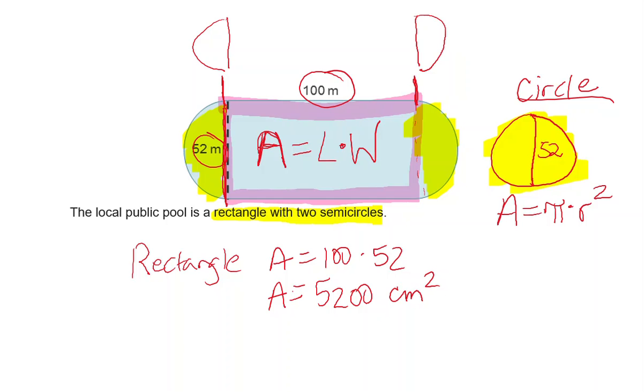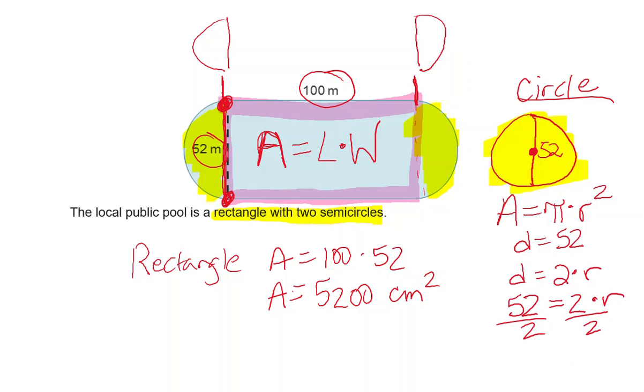Now, when we look at the circle, from this point to this point is the distance all the way across the circle. That's called the diameter. The diameter of the circle is 52, and we know that the diameter is 2 times the radius. So if the diameter is 52, we have to divide it by 2 to get the radius. So the radius is 26.